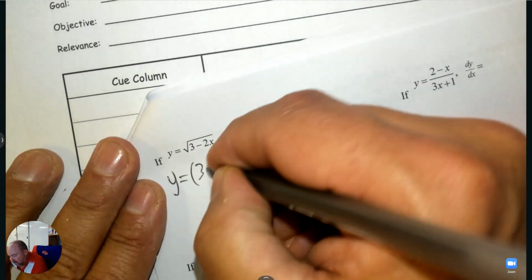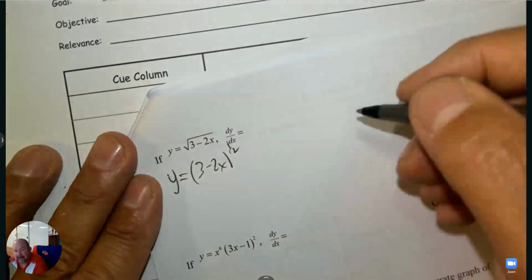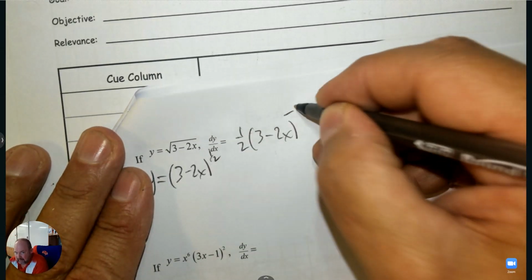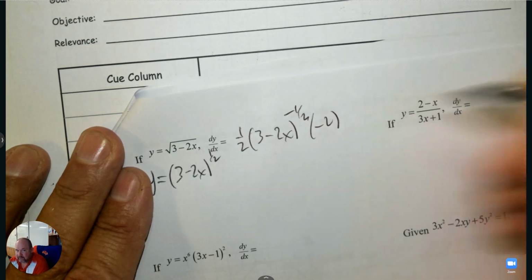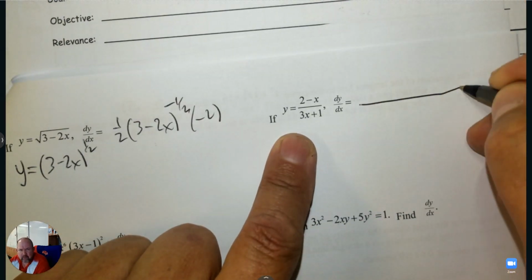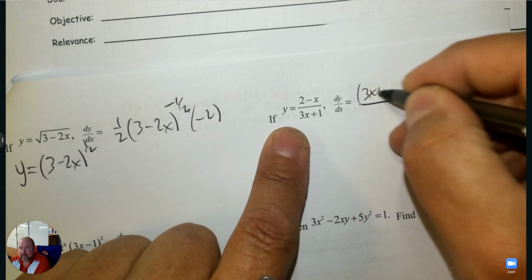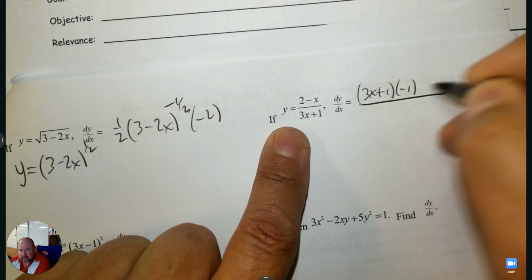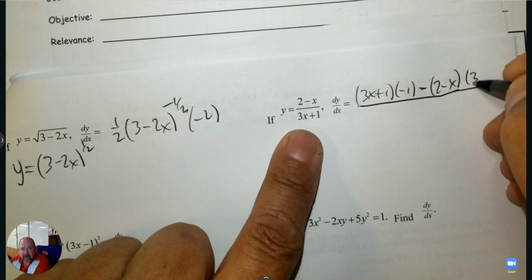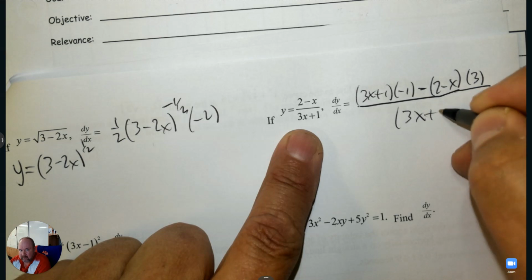All right, let's take the derivative again. So write it as (3 minus 2x) to the 1/2, and then the derivative would be 1/2 times (3 minus 2x), subtract 1 from the exponent, and then the hook. Done. Here, this is called the quotient rule. What is the quotient rule? It is the bottom times the derivative of the top minus the top times the derivative of the bottom, and then the bottom squared.